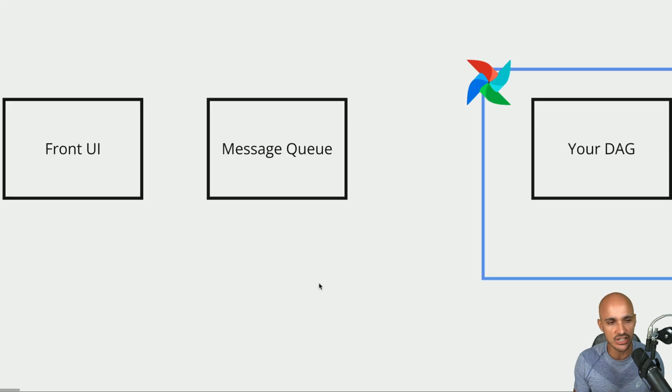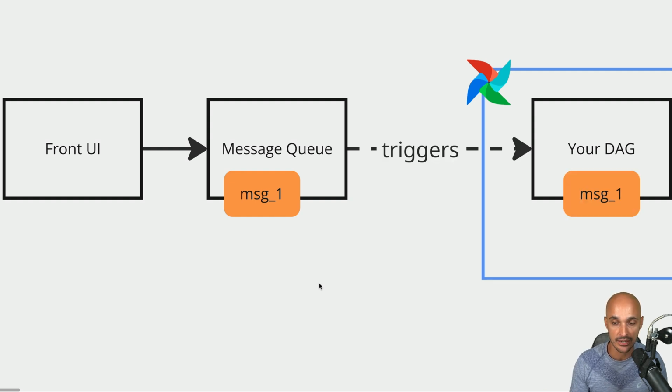In a nutshell, imagine that you have a front user interface where one of your users clicks on a button that creates an event which is sent to your message queue, could be SQS or Kafka or whatever, and that triggers your data pipeline. And as you can see, the message is also passed along to your DAG, which means you can read what you have in that message. For example, data related to the user that clicked on the button and so on. So that's how it works in a very high-level overview.